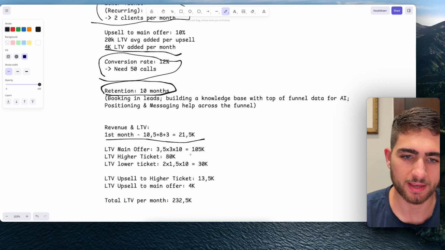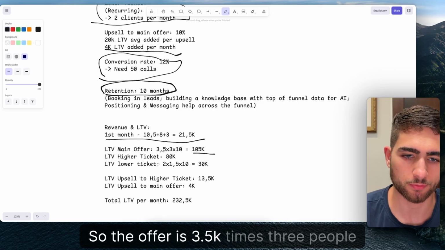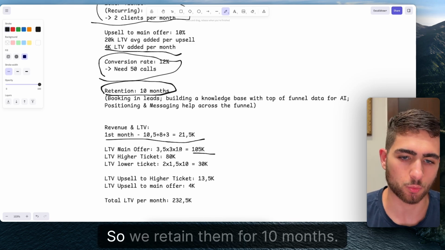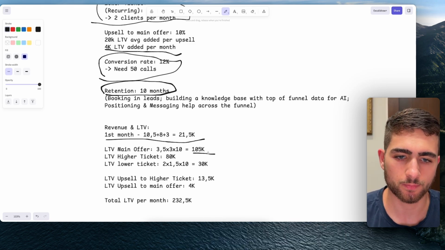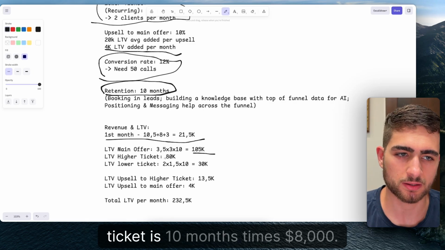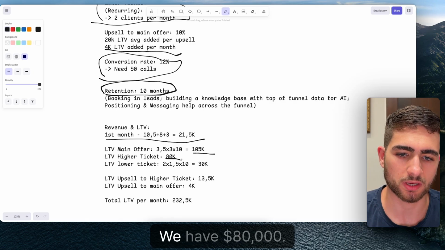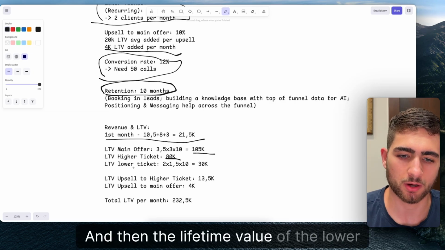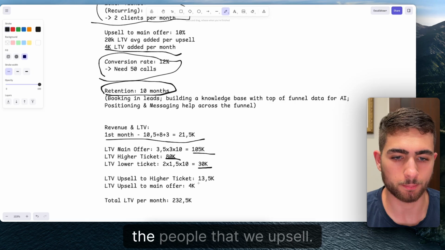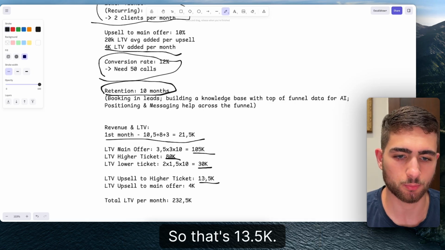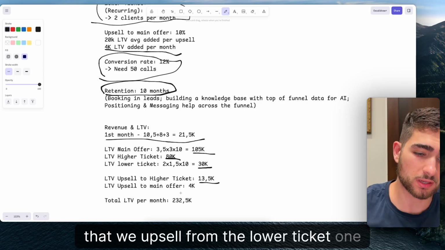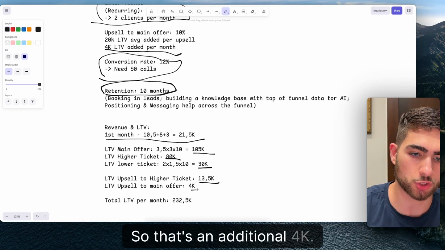For the main offer, it's 105K. So the offer is 3.5K times 3 people a month that we get, times 10. So we retain them for 10 months. That's 105,000. Then the lifetime value for the higher ticket is 10 months times $8,000. We have $80,000. And then the lifetime value of the lower ticket one is $30,000. Okay. So then we have the lifetime value of the people that we upsell. So that's 13.5K. And then the lifetime value of the ones that we upsell from the lower ticket one to the main offer. So that's an additional 4K.